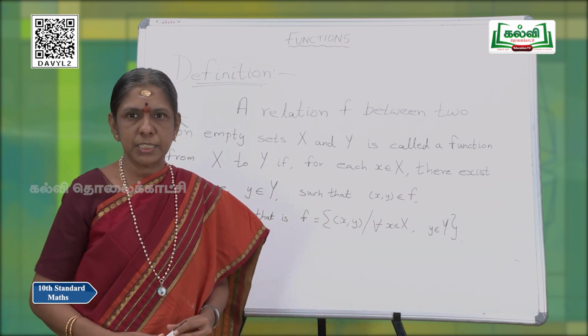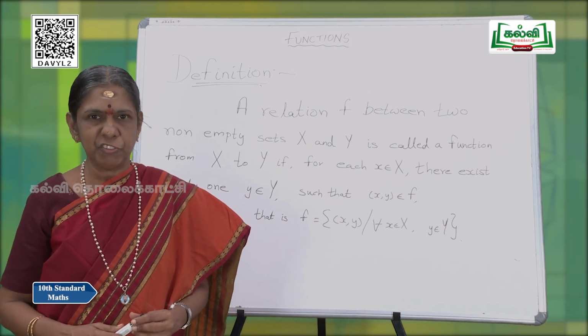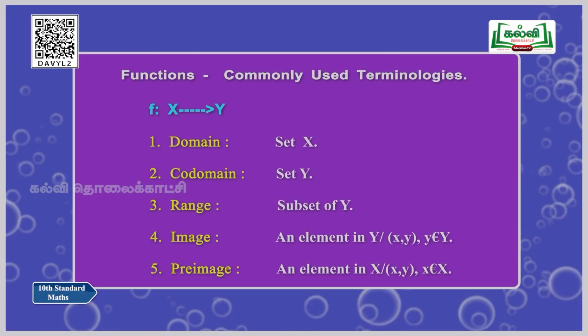Now, let us see some common terms used in functions. First of all, you have to understand how to represent a function. We normally write it in this way: f is a function from X to Y. I repeat it, listen carefully and see the way it is written. Always generally a function will be written in this way. And how do you read it? f is a function from X to Y. And what are X and Y? You have to remember that they are both non-empty sets.